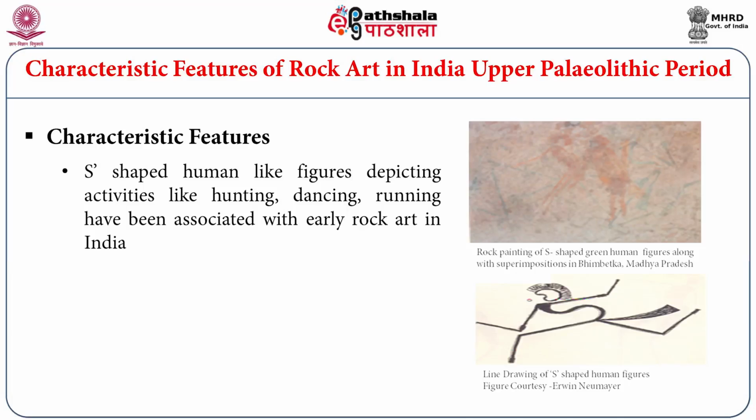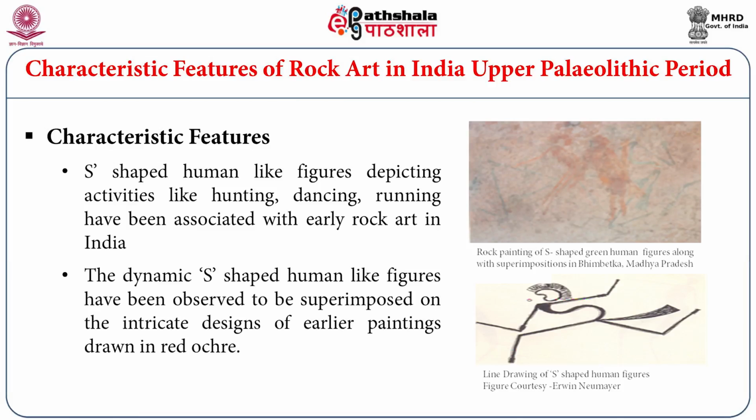Another characteristic of the Upper Paleolithic period is S-shaped human-like figures. They are found in some of the rock paintings. They have been associated with the early period. The S-shape is associated with figures in dynamics. So these kinds of designs help us to date rock paintings. Sometimes they also express their stylistic focus.